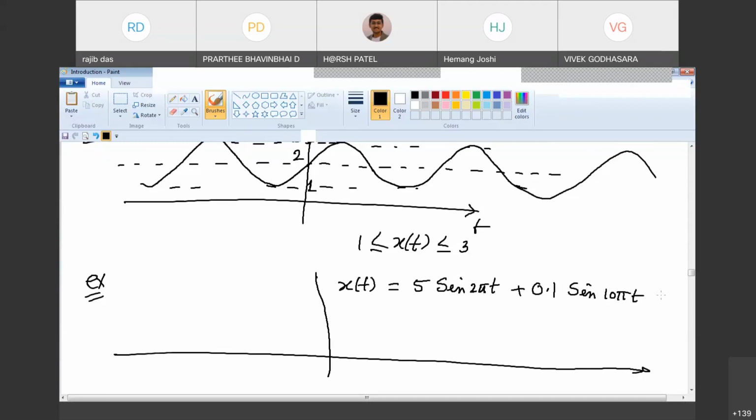Now here be careful. This signal is a summation of these two. Now which signal is the dominating one? Five sine 2 pi t. So 5 sine 2 pi t is the dominating one. Dominating signal means the highest amplitude. So amplitude is important. This is the strength of the signal. This strength is large, means it is the dominating one. And this strength, the amplitude, is only 0.1.